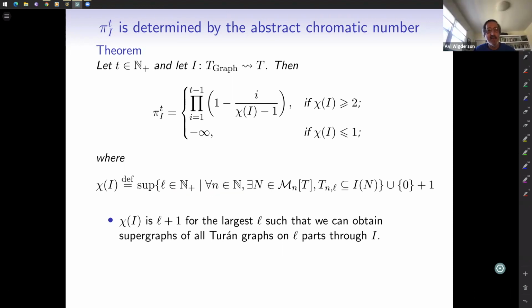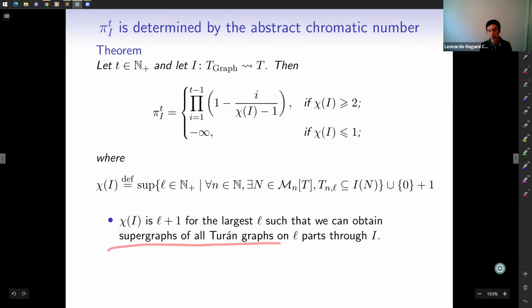Can you say it again? So just read this chi of I is L plus 1 again. Yeah, so you find the largest possible L such that you can obtain all supergraphs of all Turan graphs on L parts on all possible sizes, right? Because a Turan graph on L parts can have different sizes. You look at all possible sizes, you can obtain a supergraph of the Turan graph from L parts for each of the sizes through your open interpretation I. Right? You find this maximum L and you add 1. This add 1 is just a technical detail so that it matches the previous chromatic number when you apply it to the usual setting.